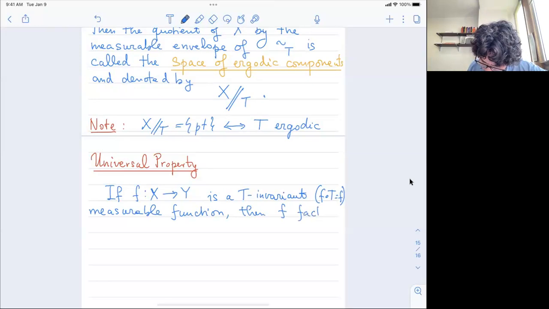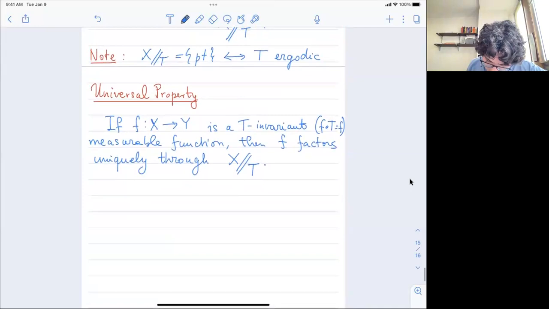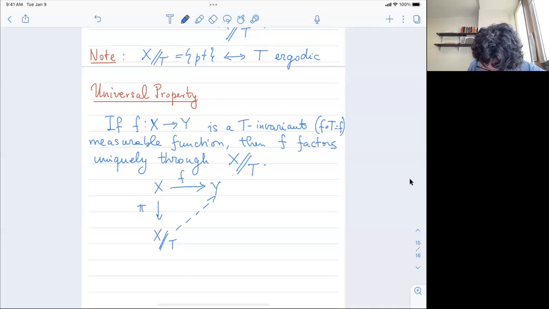f factors uniquely through X mod T. So basically the diagram is like that. There is X, there is X mod T, there is f, this is the projection, this is Y, and then you have a unique g like that.